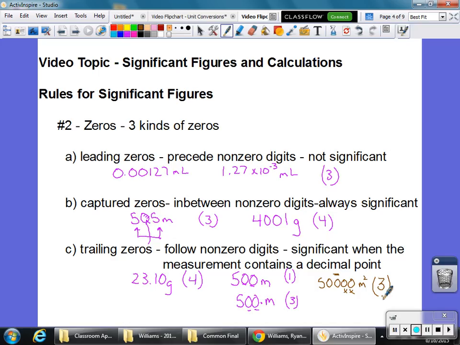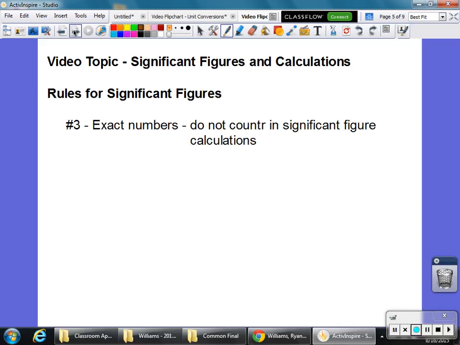Let's talk about calculating with them, because that's what we're going to do enough. Well, first off, exact numbers do not count in significant figure calculations because they're exact numbers, like Avogadro's number. 6.02 times 10 to the 23rd has an infinite number of significant figures for what we would need. All right, now let's talk about calculating.